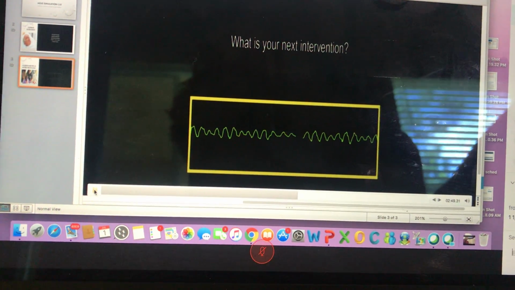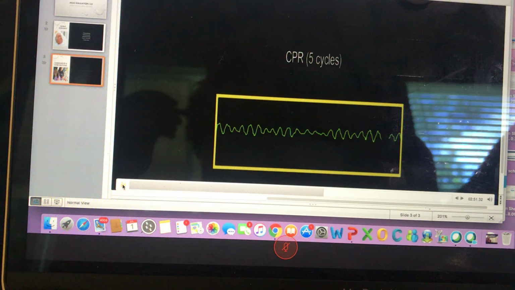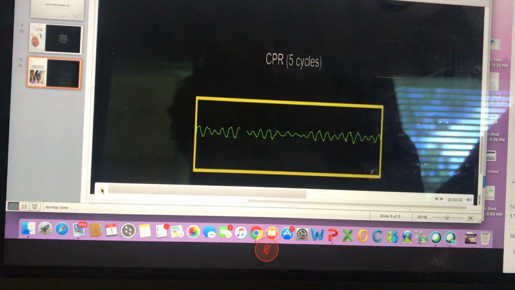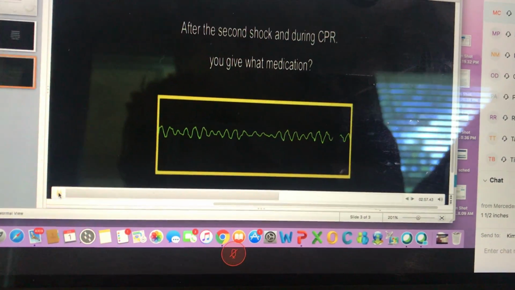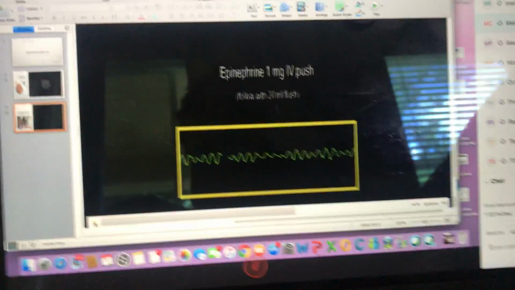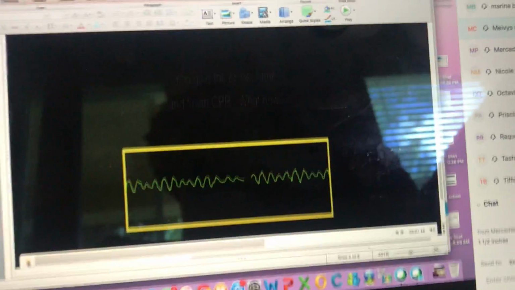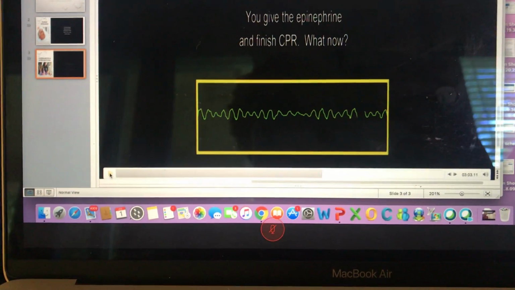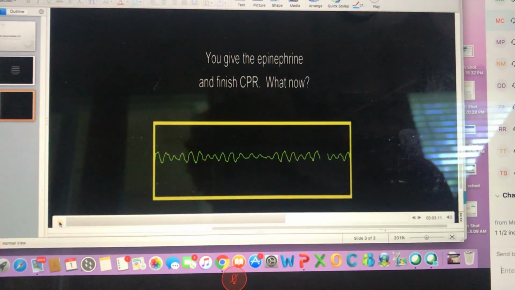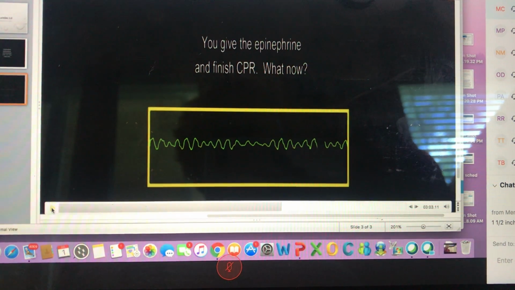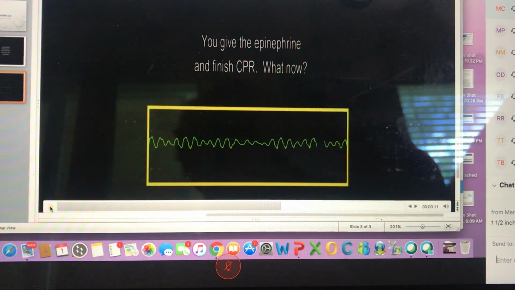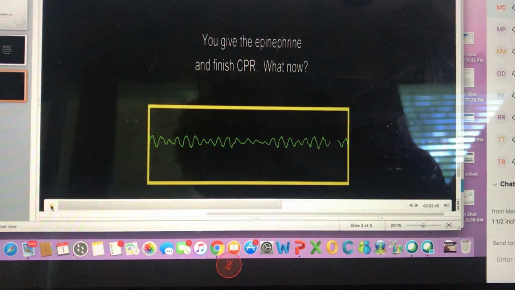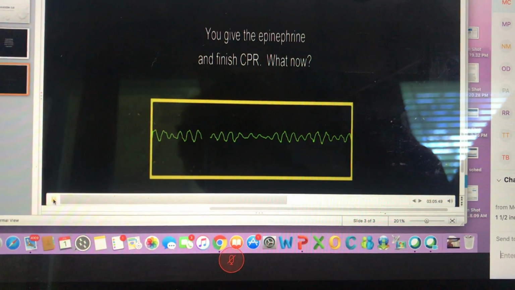Actually, what's next? So this would be our second epinephrine. Epinephrine again, correct? Katarina said that. So now what? We will continue CPR and we can start thinking about H's and T's. And you check your rhythm again to make sure that this is a true rhythm.